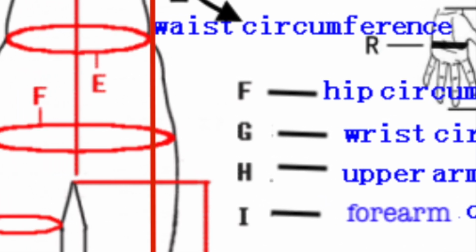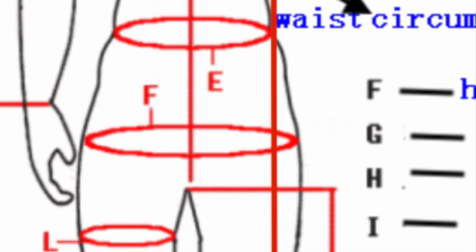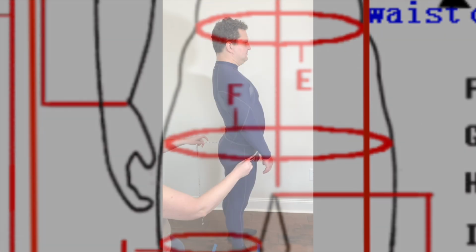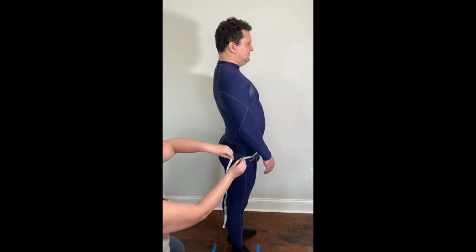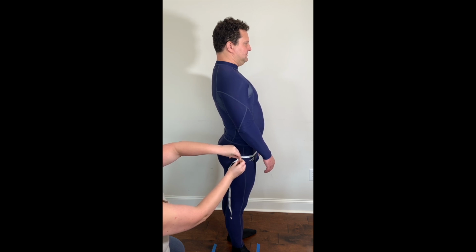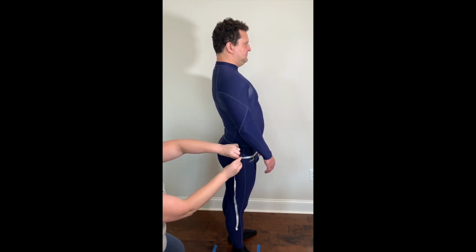F is the hip circumference. Find the widest part of your hips and buttocks and measure around there. Again, make sure you keep the measurement even from side to side and front to back.